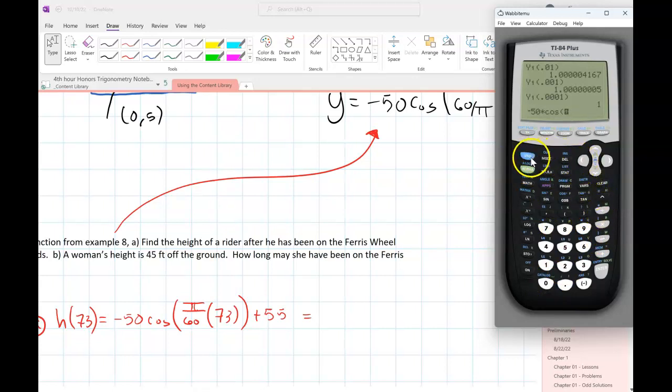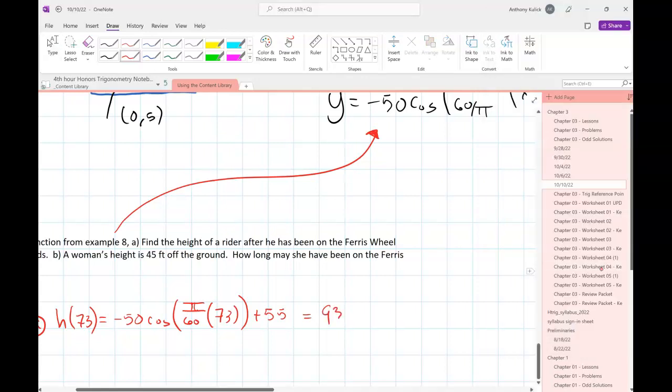Wait, why is it radians and not degrees? See the pi in there? If I had said the period equals 360 times the absolute value of c, then I could have used degree mode. But because I chose to write my c in radians, because that's what we do when we're graphing things, I need to make sure my calculator is in radian mode. So if I do that, I get about 93.86 feet above the ground.